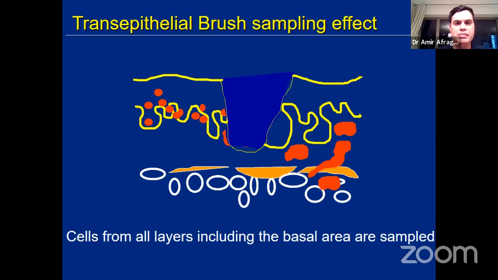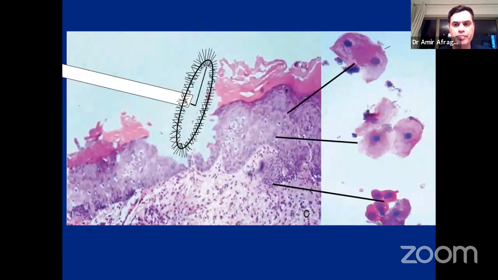As you can see with this brush, you can have a very good representation of all layers of the epithelium, including the basal cells, the stratum spinosum, the stratum granulosum, and the hyperkeratotic layer. Here's a picture that shows sampling from all layers of the epithelium, from the basal cells to intermediate cells to superficial cells.